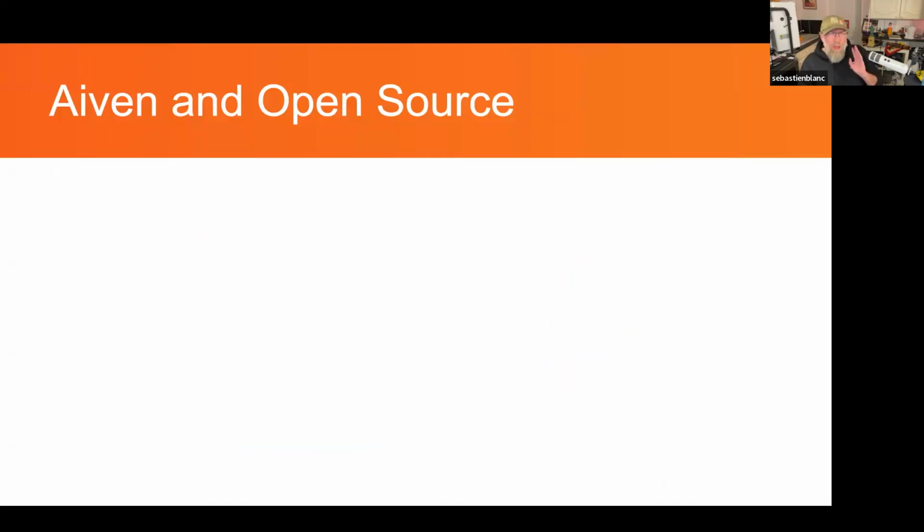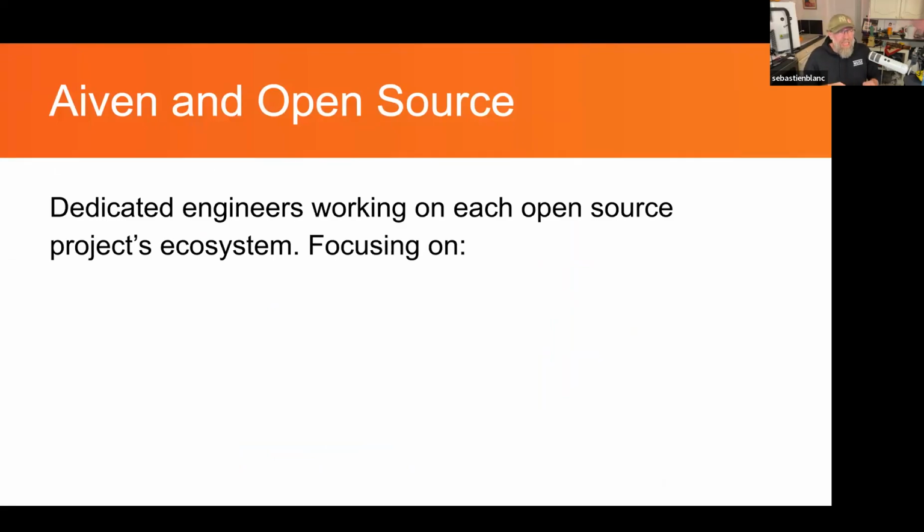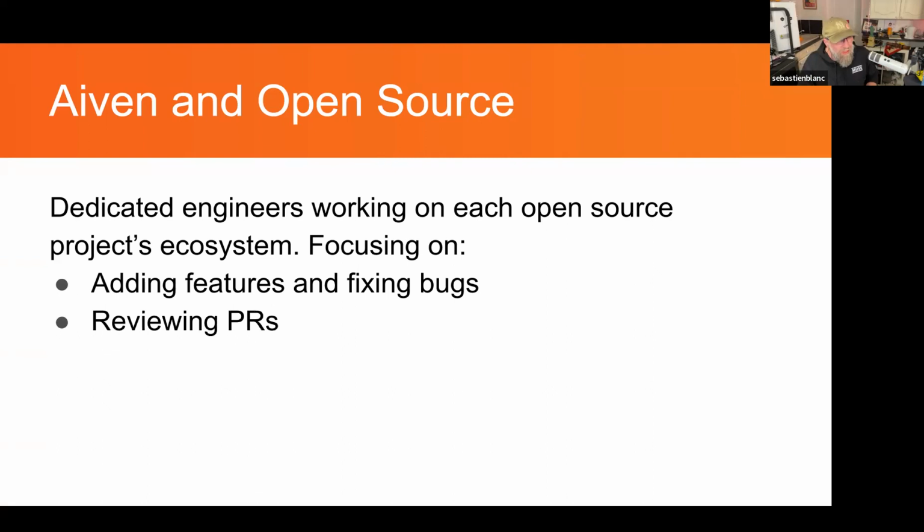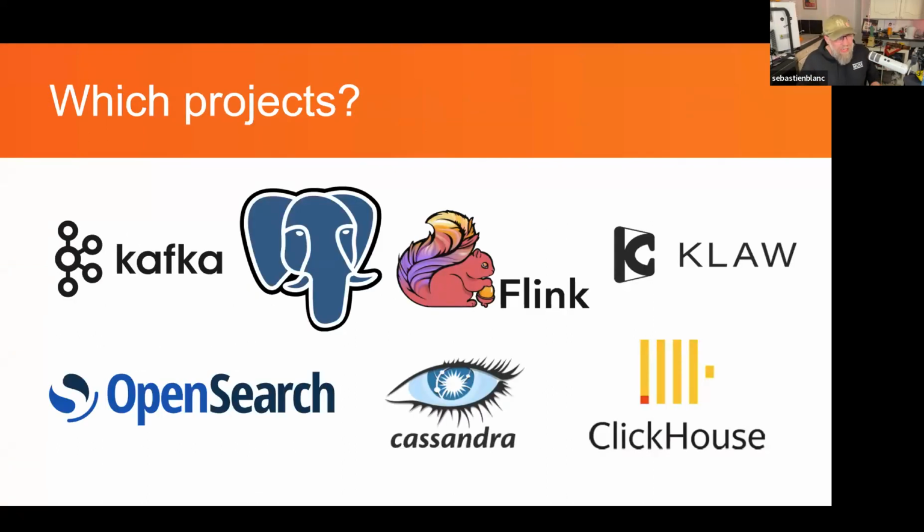Okay, just a few bits about open source, because open source has a special place in my heart. You know, I spent 10 years at Red Hat before joining Aiven. So open source is really important for me, and it's also really important for Aiven. We have dedicated engineers working on the upstream open source projects, focusing on adding features and fixing bugs, reviewing PRs, growing the community. Okay, so on which projects do we contribute at Aiven? We have core committers on Kafka, on Postgres, on Flink, on Klaw. Klaw is a governance tool for your Kafka. On OpenSearch, for those who don't know, OpenSearch is the open source fork of Elasticsearch. Cassandra, pretty famous, you know, it's used by Facebook, by Meta, and ClickHouse. ClickHouse is for analytics. It's such an incredible product.